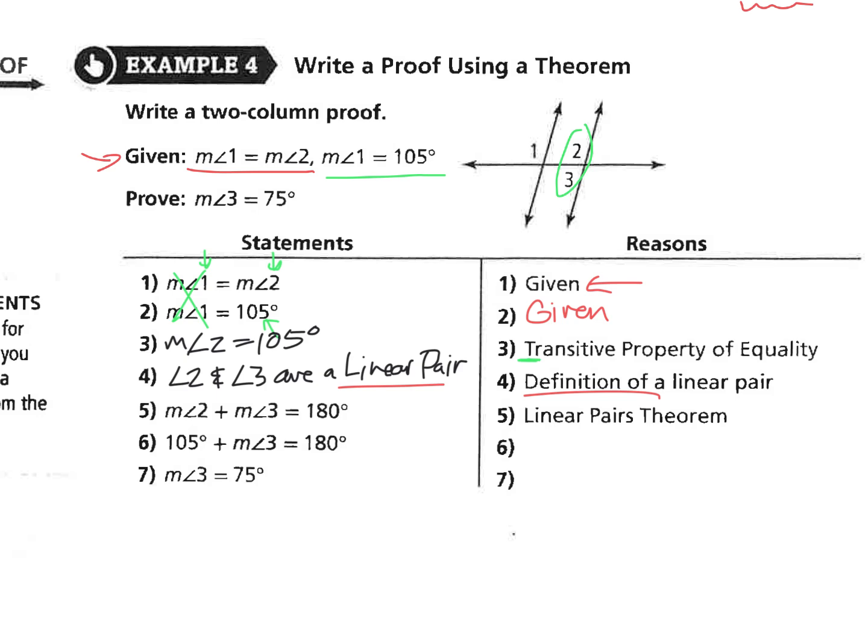Now, what's happened from this statement to this one? This angle 2 has become 105. How is that? Because back up here, we said angle 2 was equal to 105. So what we have done is we have substituted. So that's substitution. And then what do we have here? We've got angle 3 is equal to 75. So what did we do? We had to subtract. So this is subtraction. Remember, it's the subtraction property of equality, but we just say subtraction. We subtracted 105 from 180 and got 75.